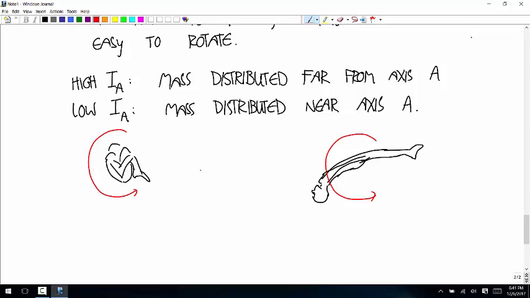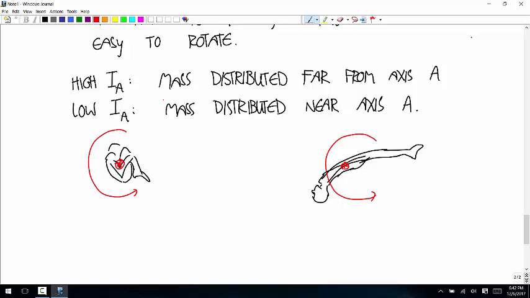And if this is the same guy doing both of these two things, we're not changing the mass at all between these two. But there's a big difference in the mass moment of inertia, because the axis of rotation, in this case, would be the center of mass. So there's the center of mass there. Here's the center of mass here.